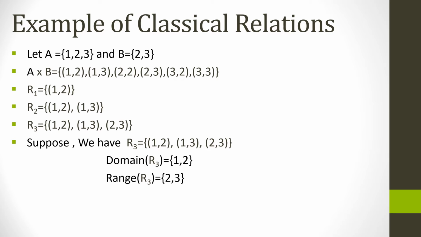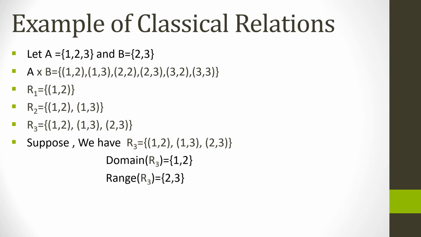Let us see one example here. In that example, we will see how to perform a number of relations on a given Cartesian product and how to calculate domain and how to calculate range. Then let us see, there are two sets, set A and set B. Set A consists of the elements 1, 2 and 3 and B consists of the elements 2 and 3. First you have to calculate the Cartesian product A cross B, then perform relations on the Cartesian product. You can make any number of relations on a given Cartesian product.